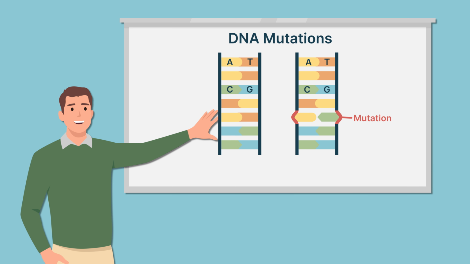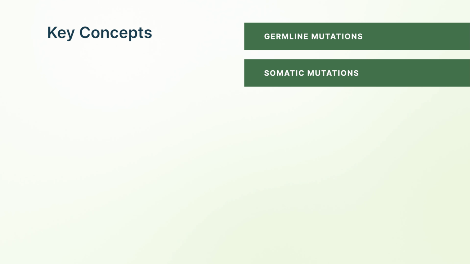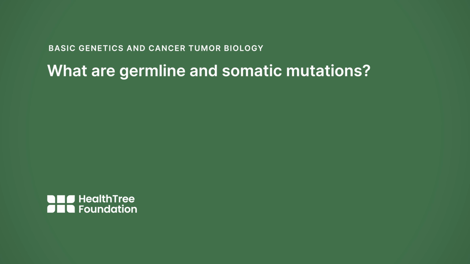In a previous HealthTree lesson, we uncovered what mutations are and why they happen. Now it's time to take it a step further. In this lesson, we'll explore one of the key ways mutations can be classified. Let's dive in. What are germline and somatic mutations?